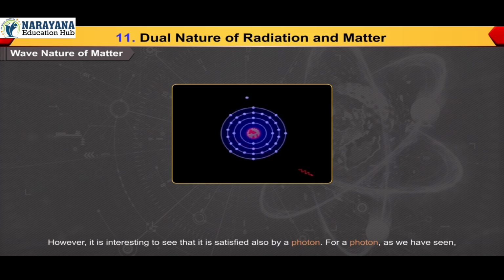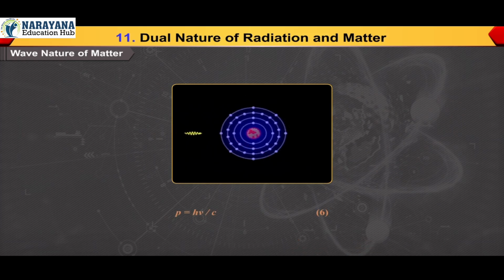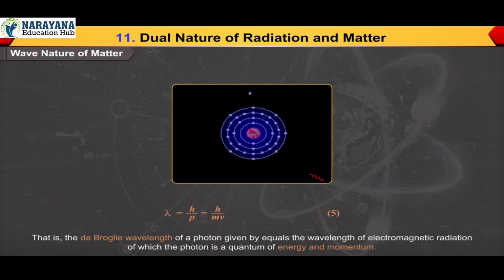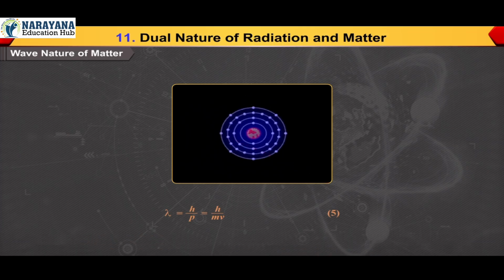For a photon, as we have seen, p = hν/c, equation 6. Therefore, h/p = c/ν = lambda, equation 7. That is, the de Broglie wavelength of a photon equals the wavelength of electromagnetic radiation of which the photon is a quantum of energy and momentum.